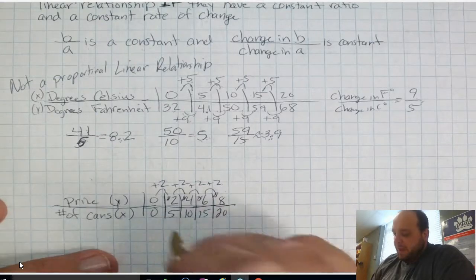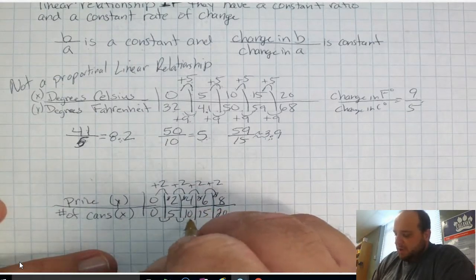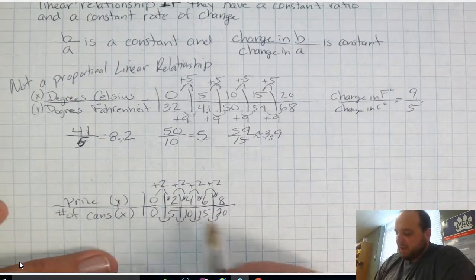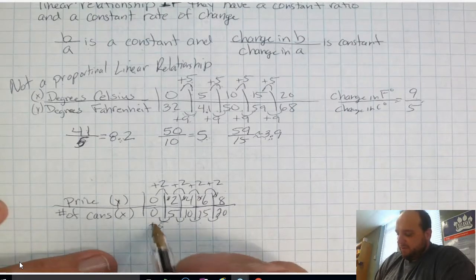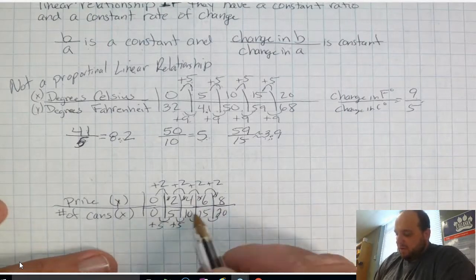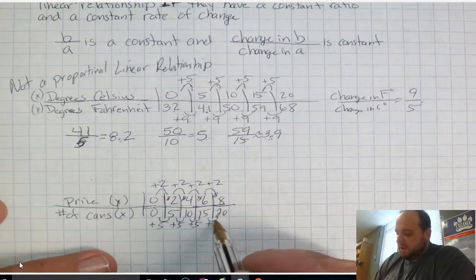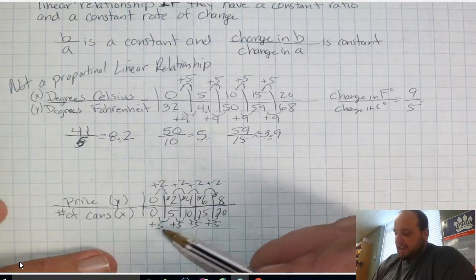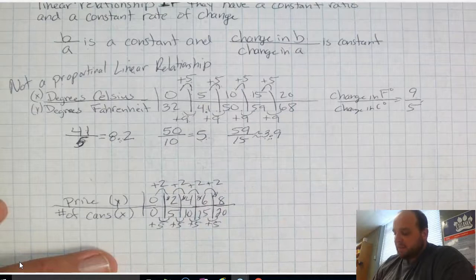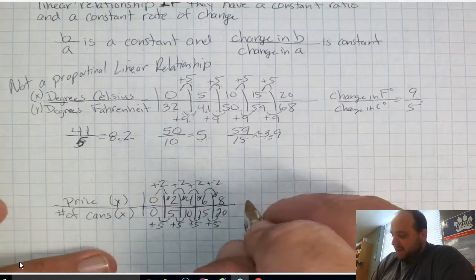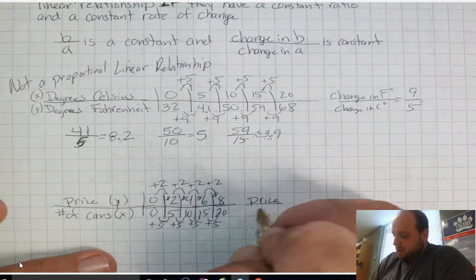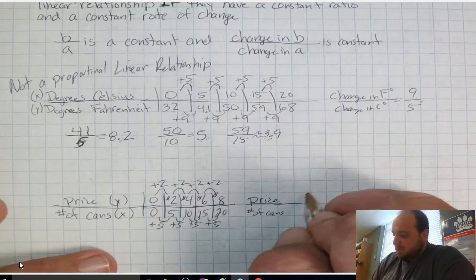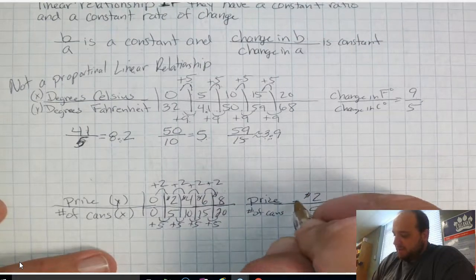So in order to be a constant rate of change, these also must go up by the same amount each time. They don't have to go up by 2, but these numbers all have to be the same. So from 0 to 5 is 5. From 5 to 10 is 5 also. From 10 to 15 is 5. And from 15 to 20 is 5. So yes, they do have a constant rate of change. As the number of cans went up by 5, the price went up by $2. So I would write that as price over number of cans. So my rate would be $2 for every 5 cans.